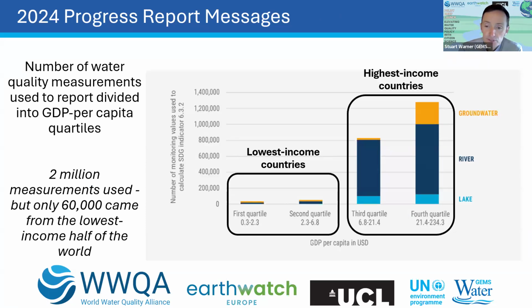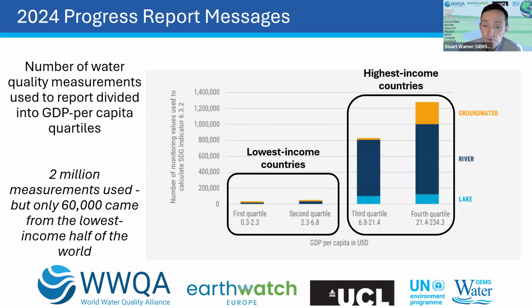So this figure here shows you, and this is one of the key messages that came out of the latest progress report, which was just launched a few weeks ago at Stockholm World Water Week. It just summarizes and makes clear what we all know already, but it's always good to see it supported by the data. Each of the columns represents the number of monitoring values that different countries use, and these countries have been grouped into quartile bins. So the column on the farthest right is the highest income countries, and the column on the left, the very small column, is the lowest income countries.